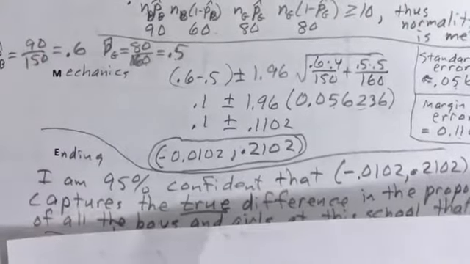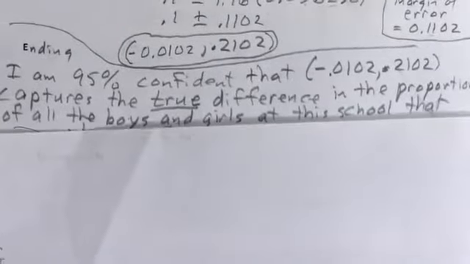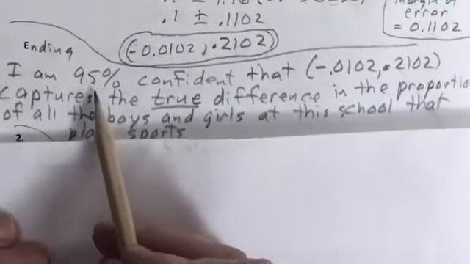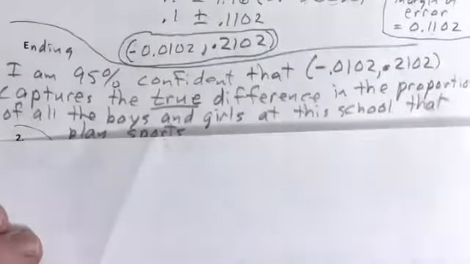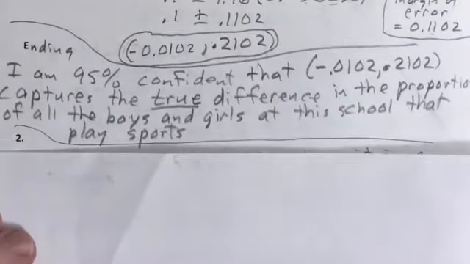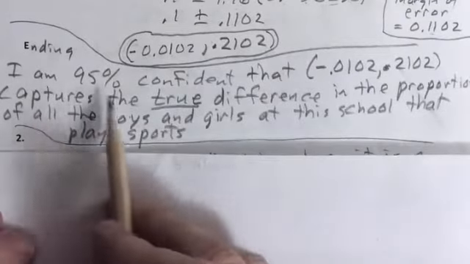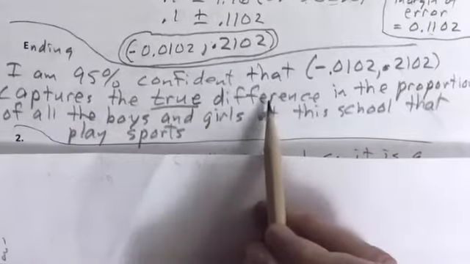whenever you make an interval, you have to interpret the interval in the context of the problem. And this is how you do it. You're always just going to say, I'm 95% confident, or whatever the confidence level is given in the problem, that that interval captures the true parameter, which in this case is a difference in the parameter. And so this is how we would say that. I'm 95% confident that this interval captures the true difference, is what we would say.